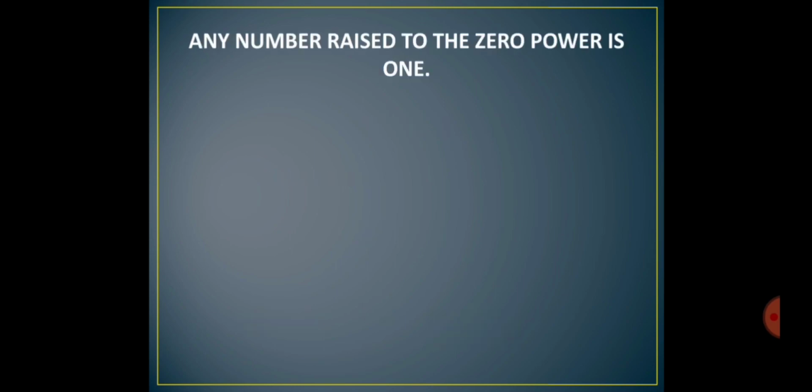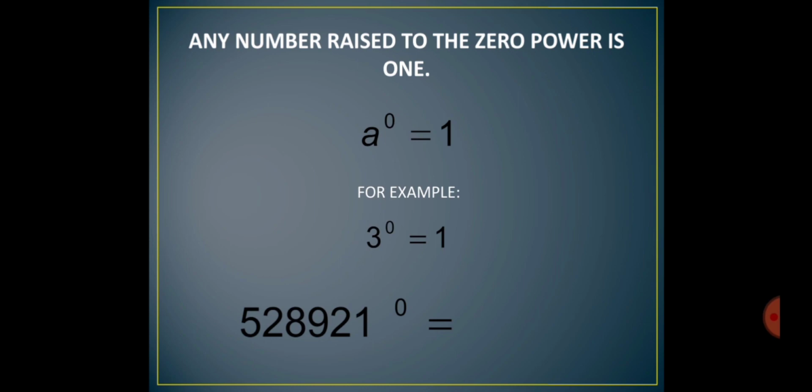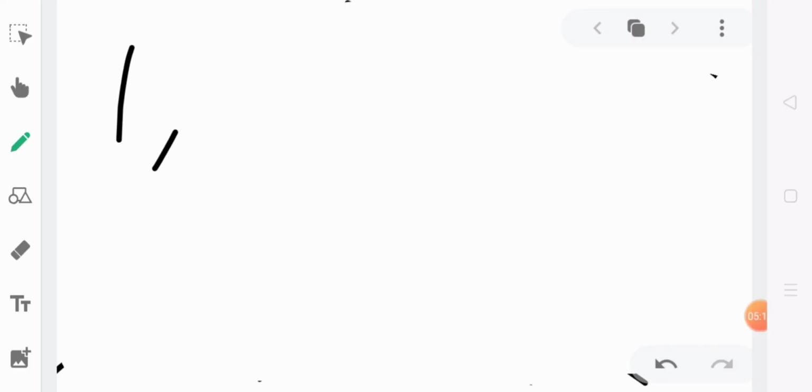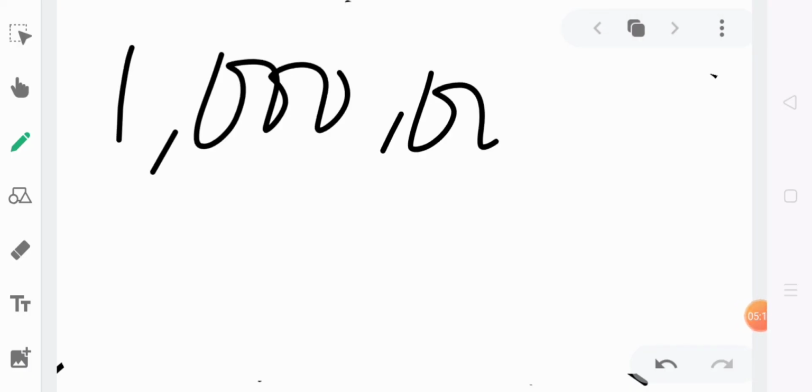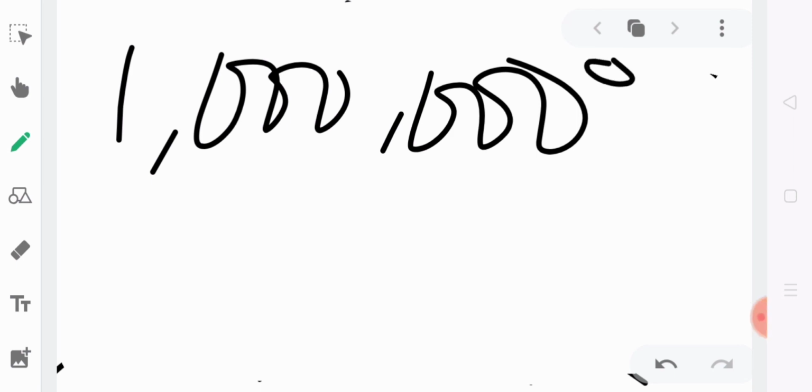Any number raised to the 0 power is 1. So a^0, the answer is 1. So for example, 3^0. The answer is 1. 528,921 to the 0. The answer is 1. Even 1 million raised to 0. The answer is 1.